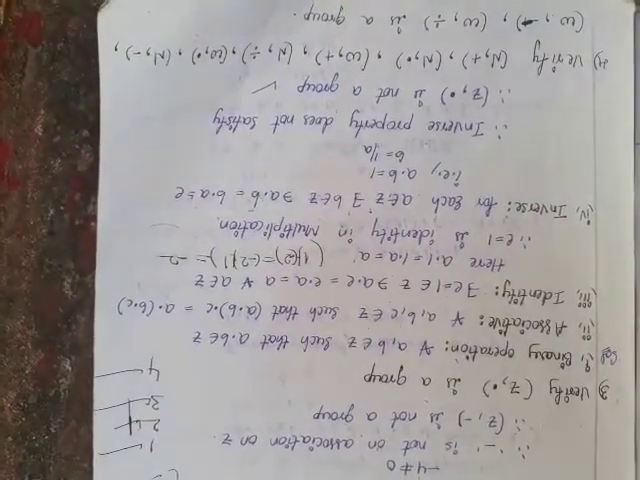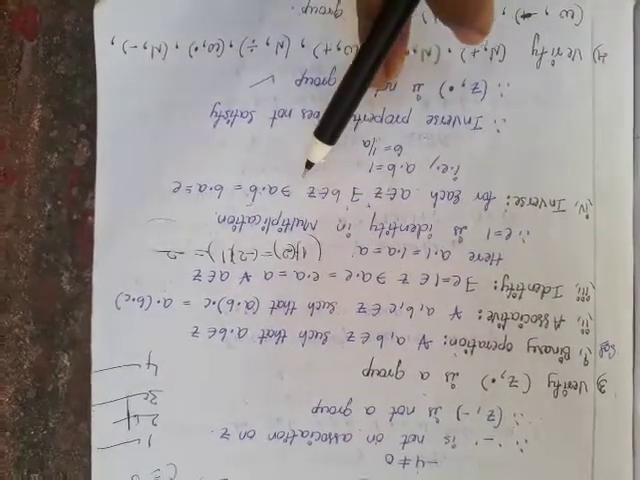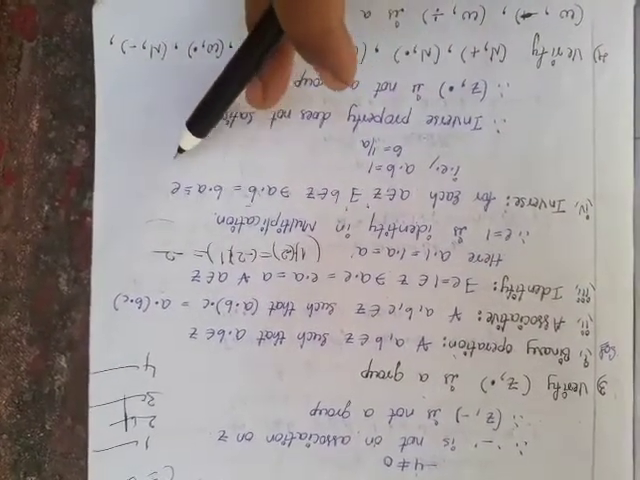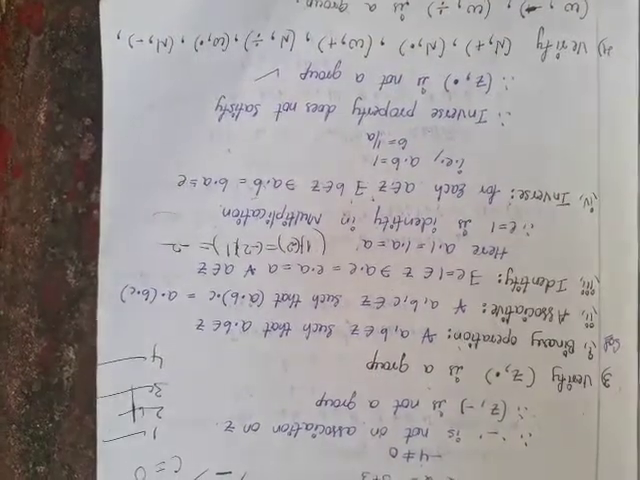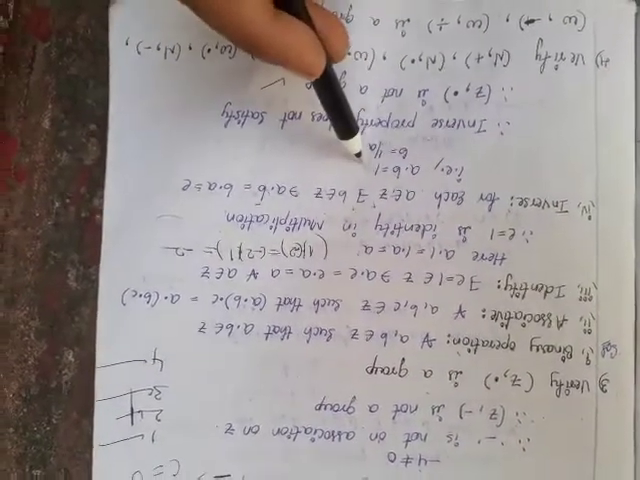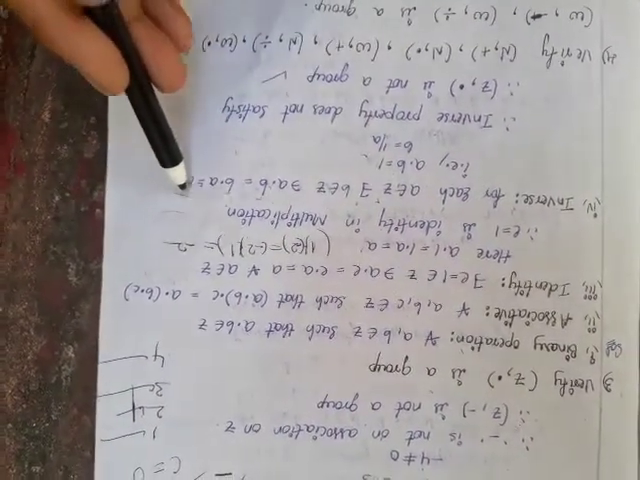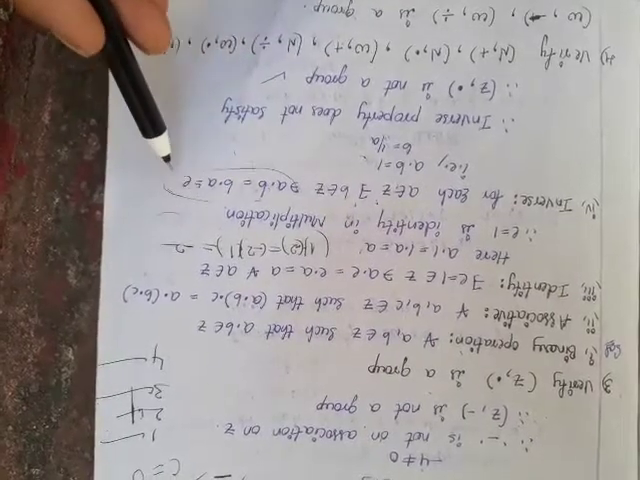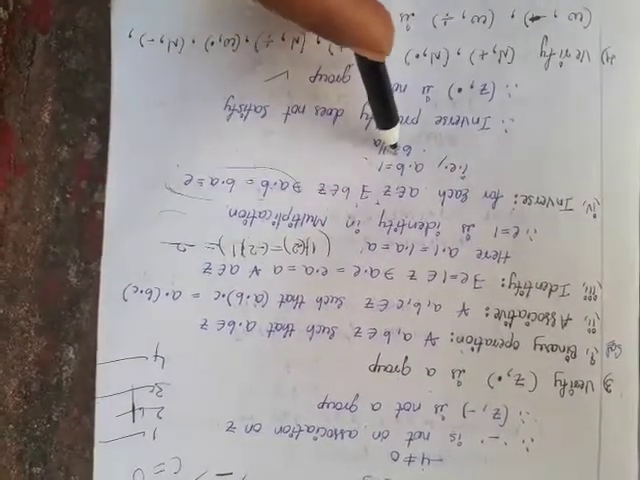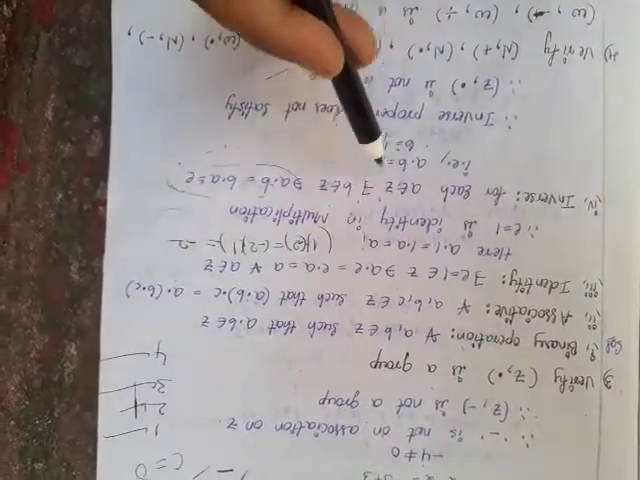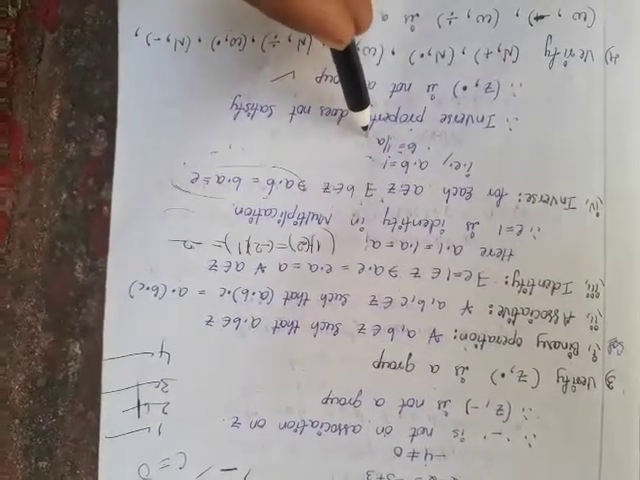Next, inverse. For each a belongs to Z, there exists b belongs to Z such that a dot b is equal to b dot a is equal to e. So a dot b is equal to 1. We know that by the inverse property a dot b, b dot a is equal to e. What is the multiplicative identity? 1. So b is equal to 1 by a.